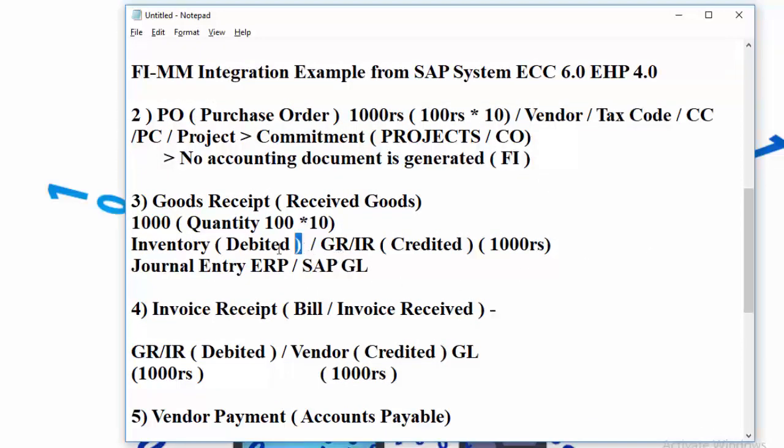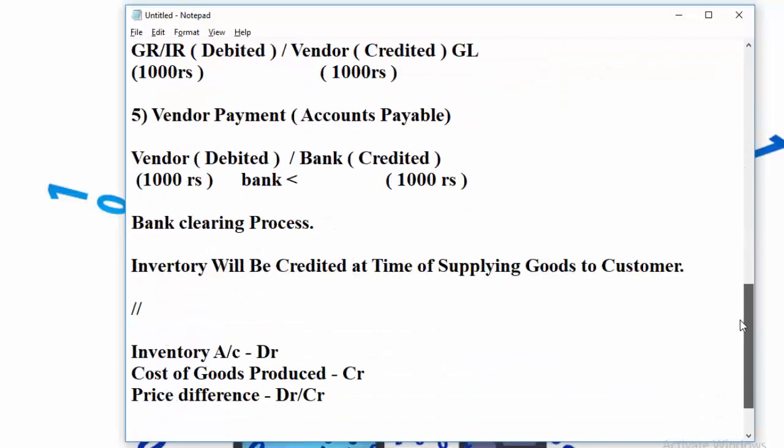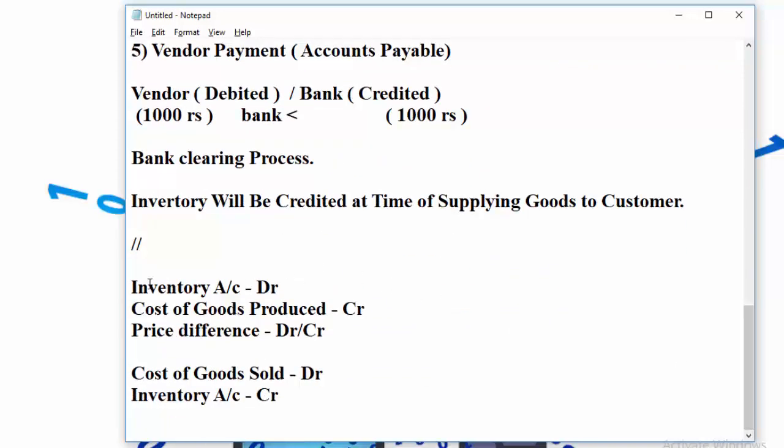The inventory has not been offset anywhere, so this will be offset as part of the cost of the goods which is sold, the goods which have been sold to the customer.